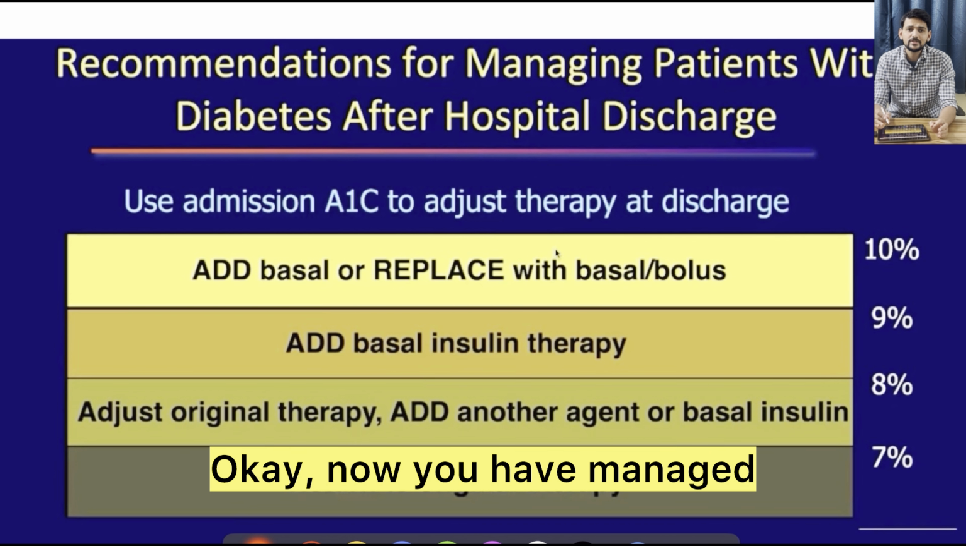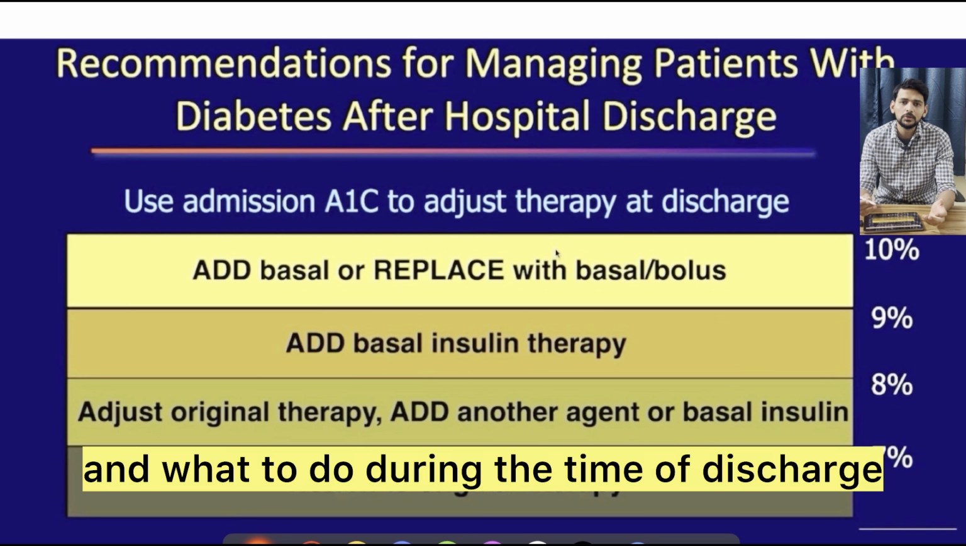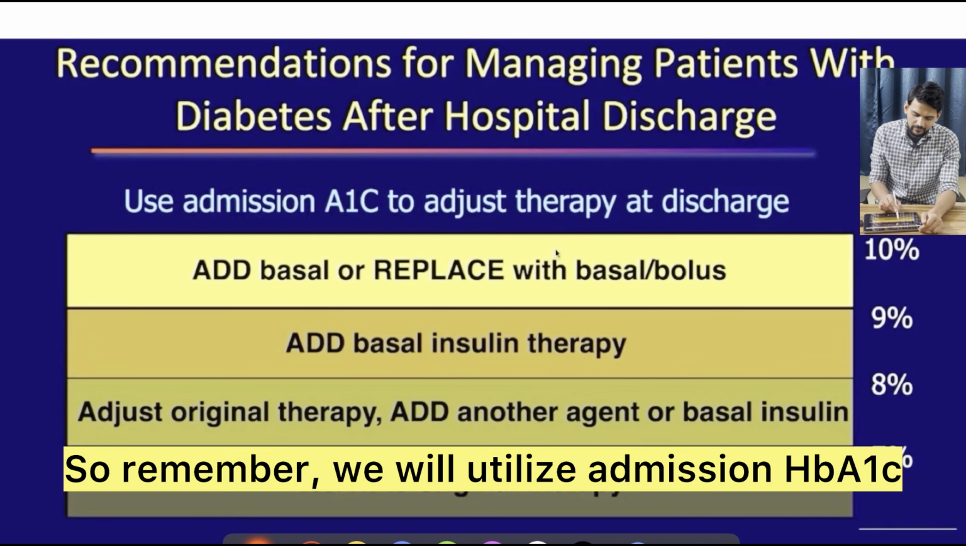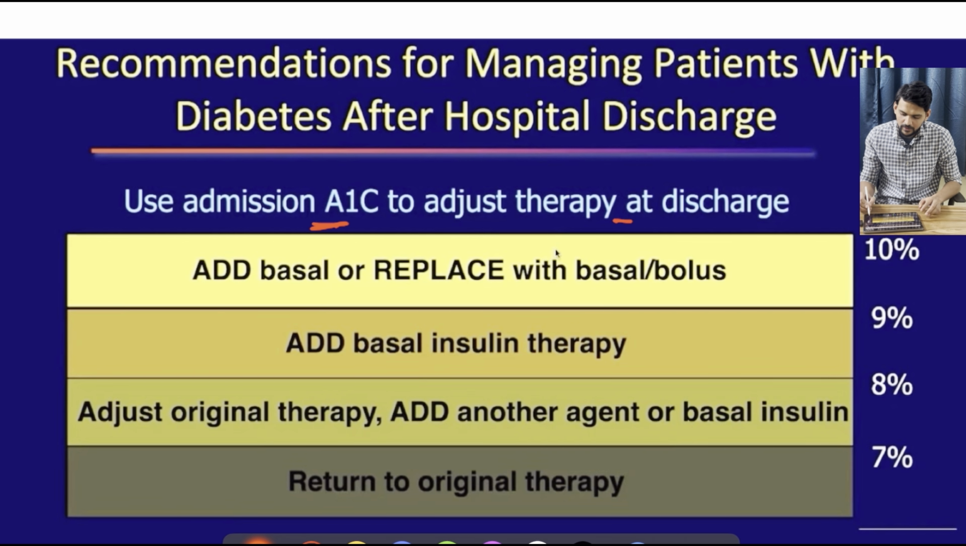Okay, now you have managed this patient with the glucose being maintained in the target range, and what to do during the time of discharge. So remember, we will utilize admission HbA1c to adjust the therapy at discharge. For example, during admission, if the individual had HbA1c of about 7%, we have to restart the original therapy. Whatever the individual is taking, we have to restart that.